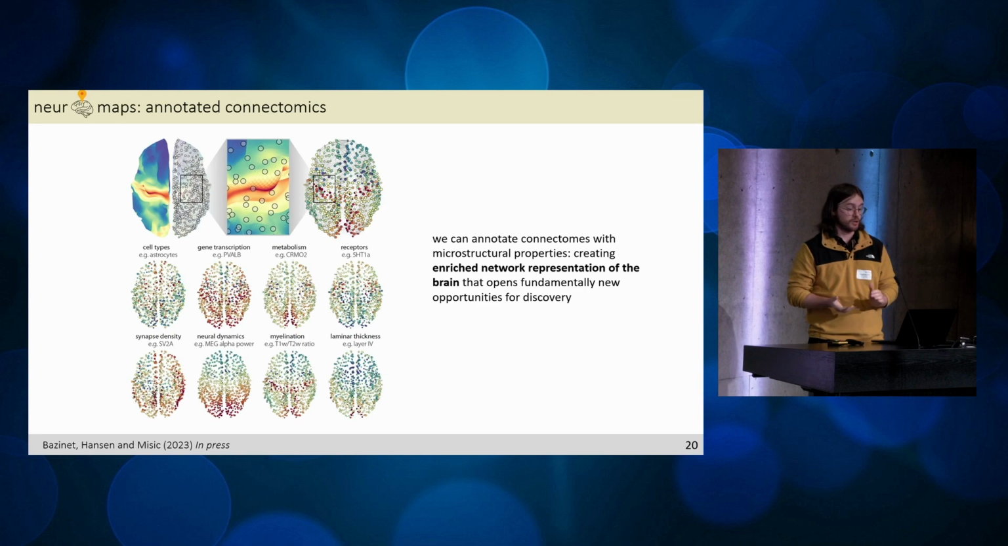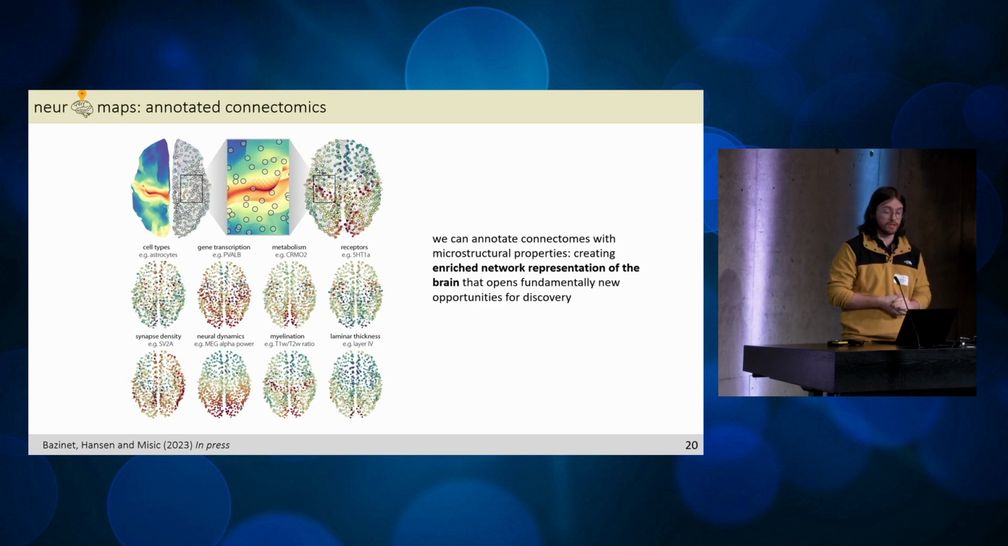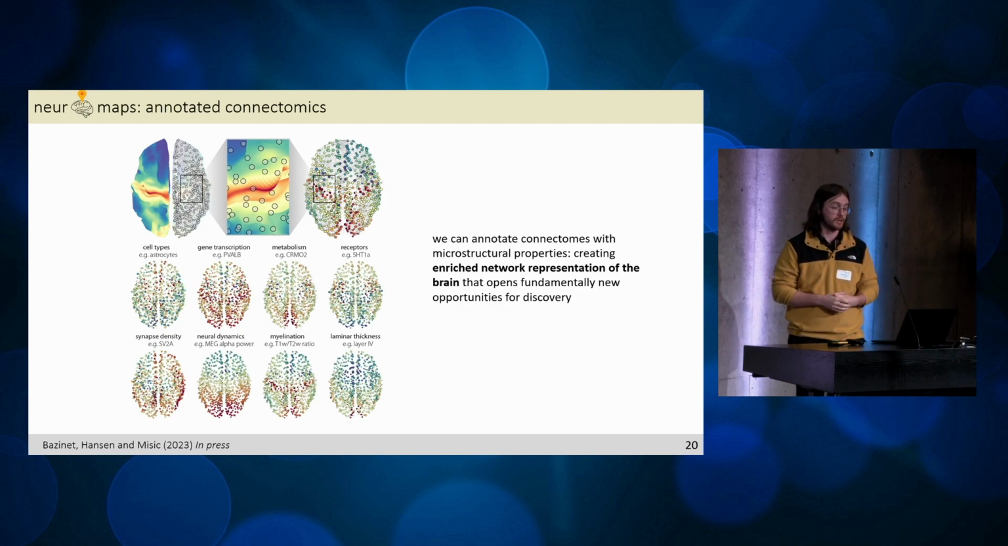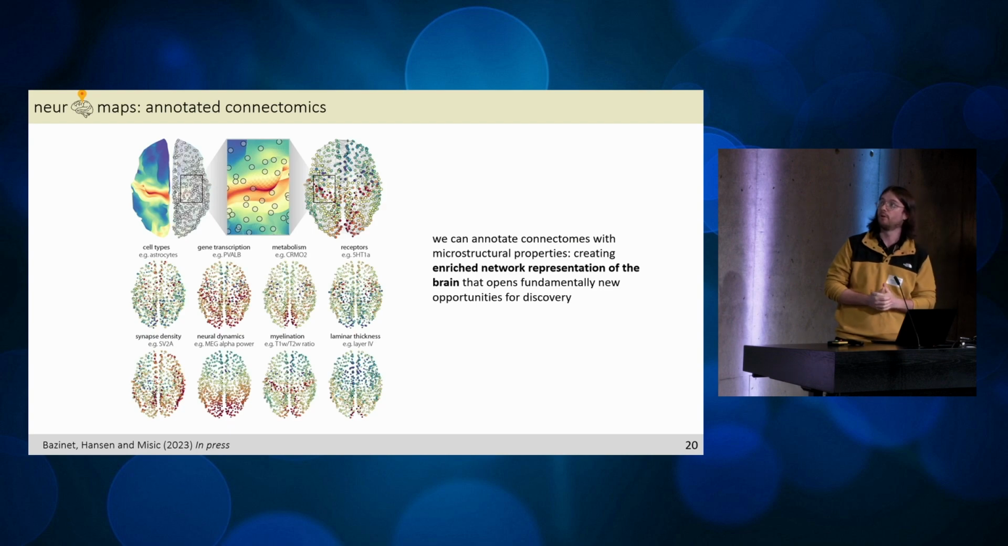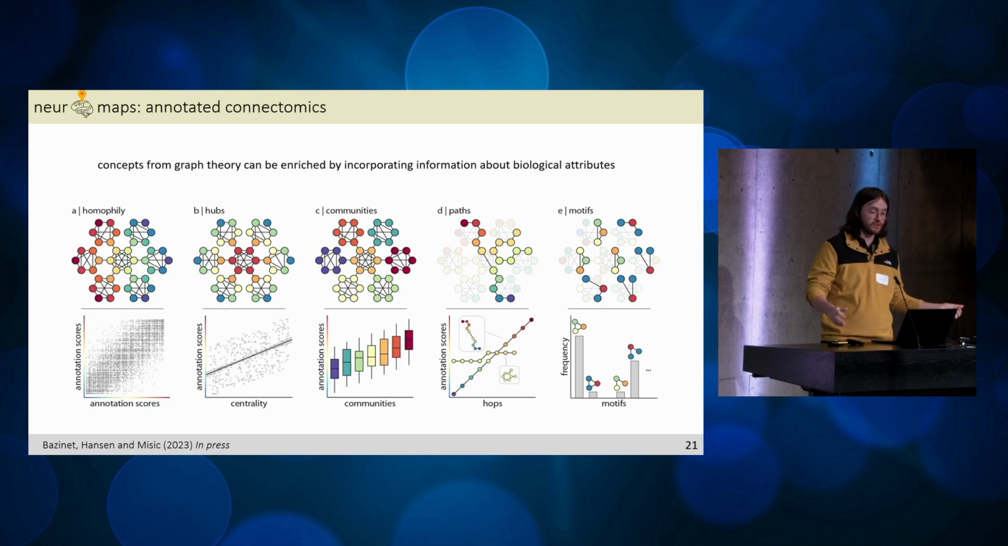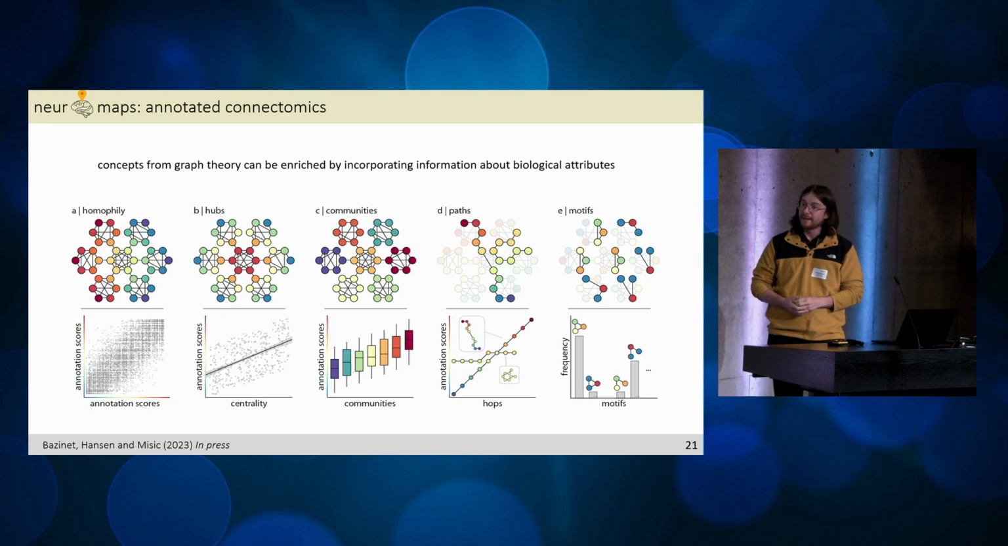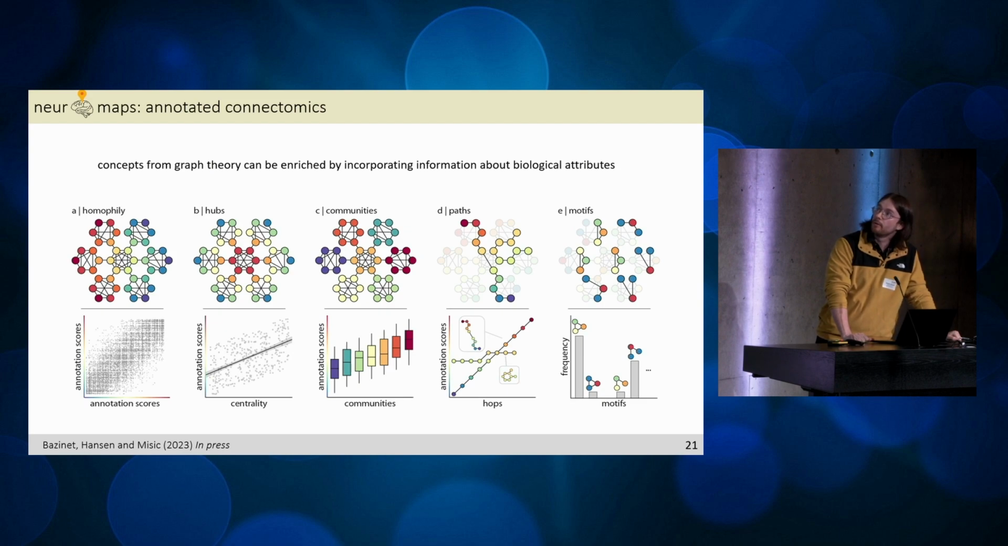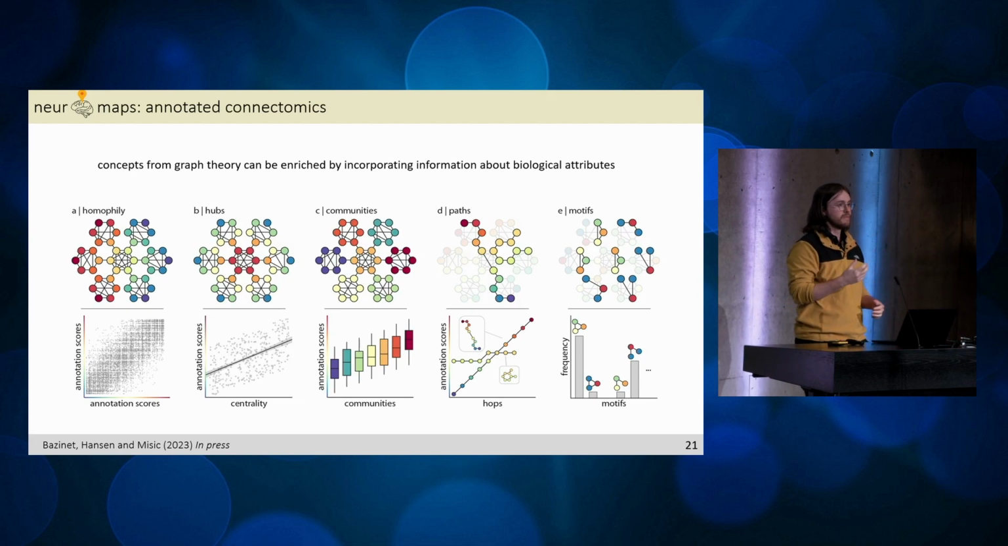But one of the cool applications of neuromaps and brain maps in general is to do some new research, right? Obviously, not just doing some random comparison. In our case, what we like to do is annotated connectomics. We basically take a connectome, and we add on top of it all of these different brain maps that we've acquired over time. This allows us to ask a bunch of new questions from graph theory, for example, graph theory metrics like hubs and communities and paths and motifs. Those are all concepts that have existed for a long time, but we've never considered them in the context of brain maps and annotations.